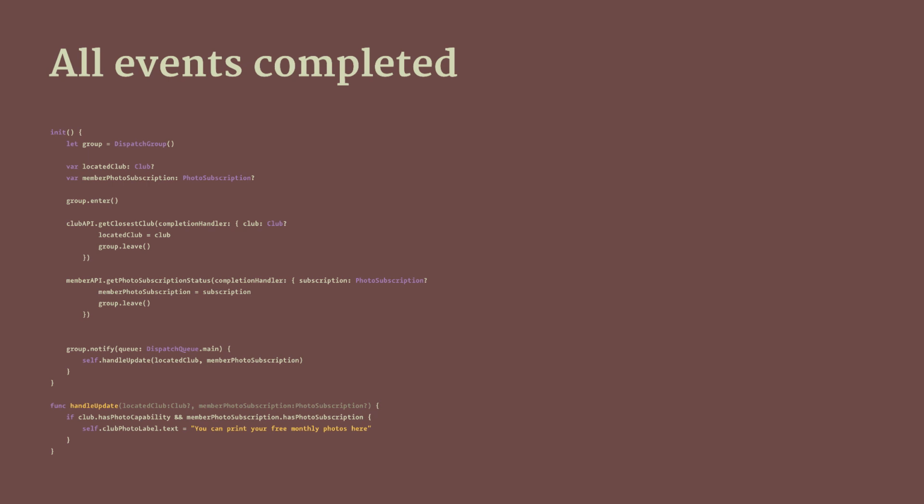This can also be achieved with operation queues. And that's pretty much it. That's all. That's the whole gamut of formal relationships we can create between events in imperative code in Swift.